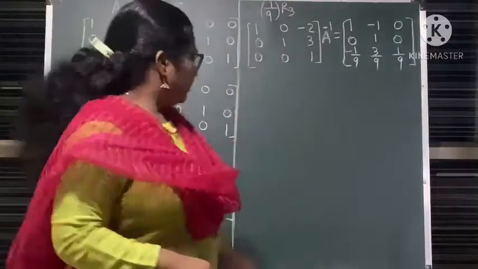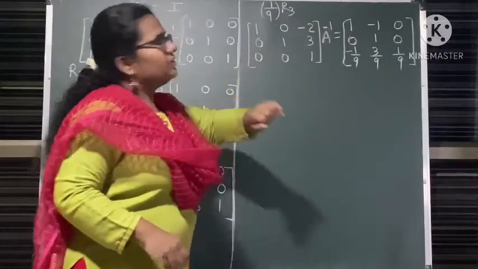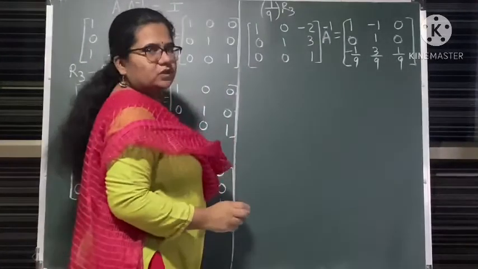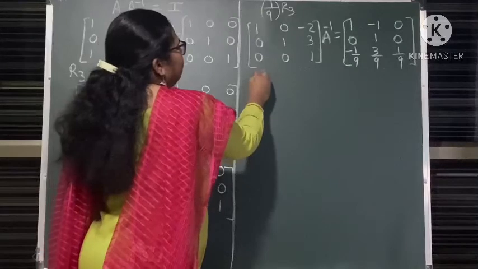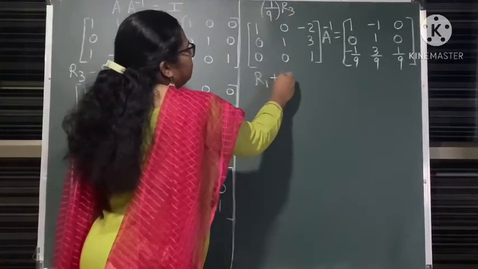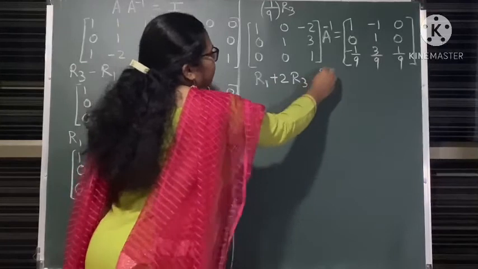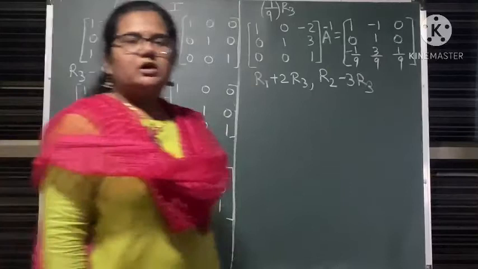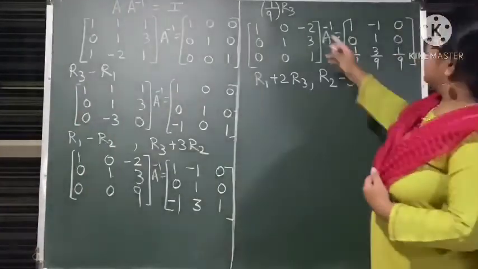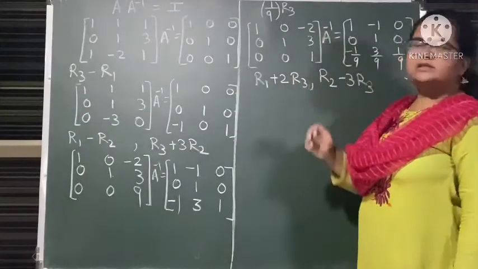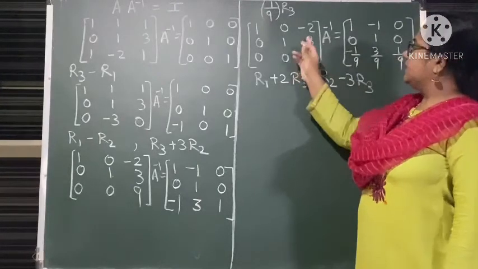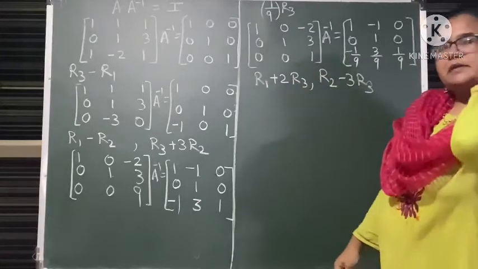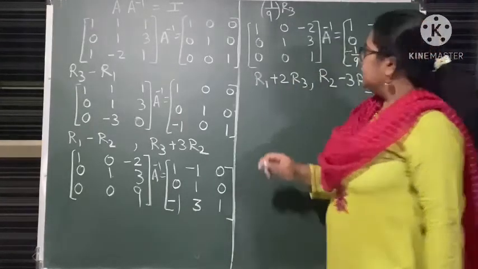Okay. Now what is the remaining part? These two elements you have to make 0. What will be my operation? I always use this one to make these two elements 0. So my operation will be R1 plus 2 into R3 and R2 minus 3 into R3. For R1 it is plus because the element is already negative. So minus 2 plus 2 is 0 and here you multiply by 3. 3 minus 3 is 0. So my matrix A will get converted to an identity matrix and I will get the value of A inverse. Okay.